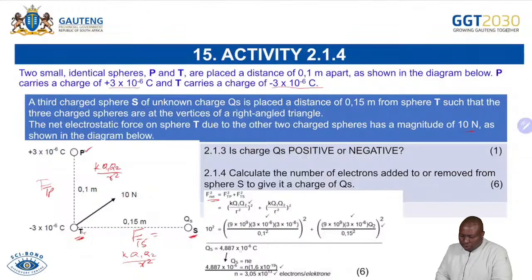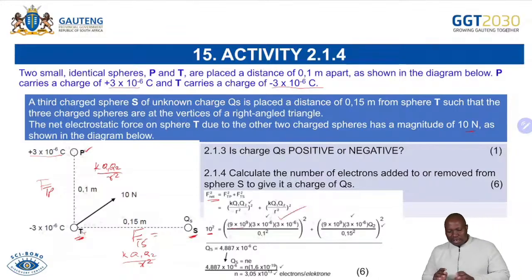And then substitution, you have to be able to substitute. You're going to substitute Fnet, which is 10 newtons. You are going now to substitute your K, the proportionality constant, which is 9 times 10 to the power of 9. You substitute now, here you have 3 times 10 to the power of minus 6 and minus 3 times 10 to the power of minus 6. So you're able to substitute there easily. And then the distance between P and T is 0.1, so it will be 0.1 squared. So this part, you are aware, you got your 1 mark. Nice. You remember it is squared, because we're using the theorem of Pythagoras.